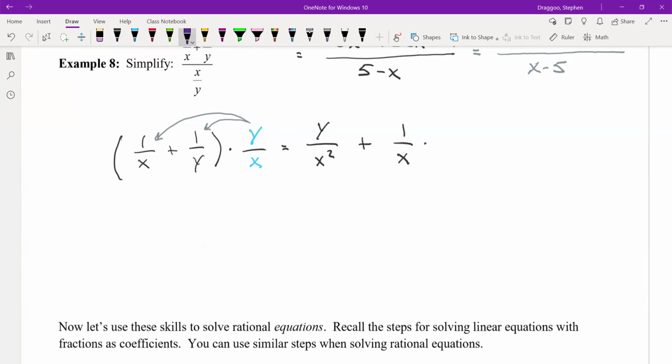Now, get a common denominator between the two. This one is just missing an x, so I'll multiply it over. And this will ultimately look like y plus x over x squared.